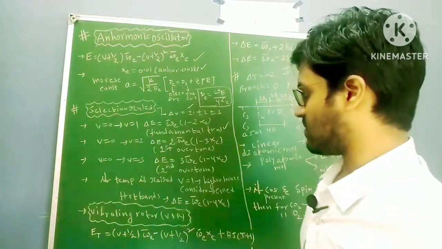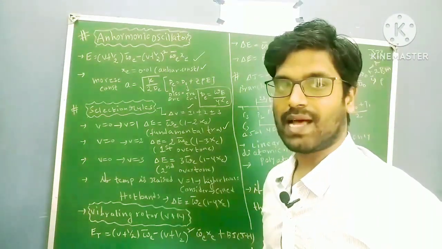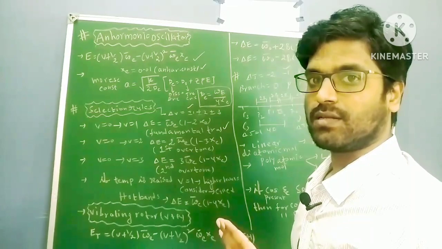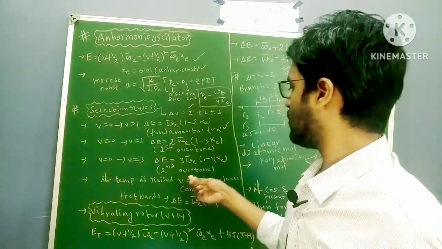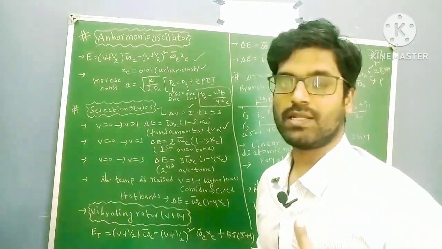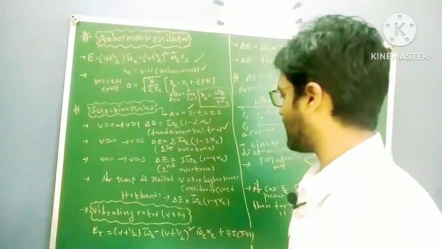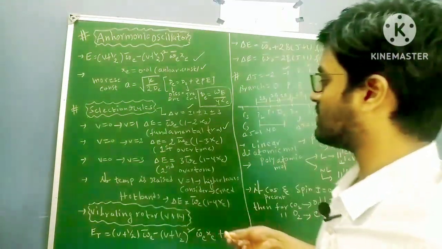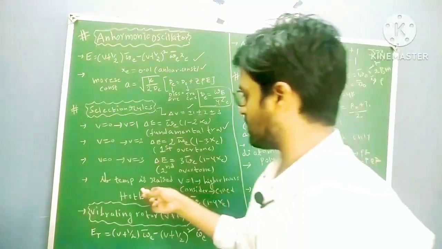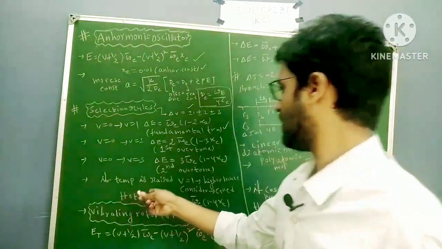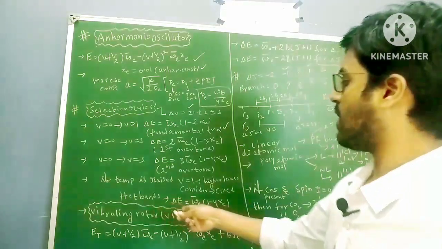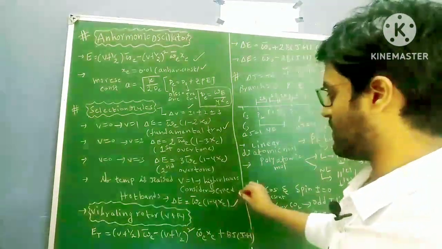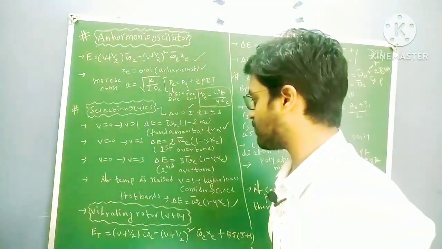If temperature is raised, then what happens? The transition will generally be from V equal to 1 to higher levels. Okay, the transition might be possible from V equal to 1 to higher levels. So those bands will be called hot bands, right? So whenever we have the hot bands, the formula is delta E equal to omega bar E into 1 minus 4xe. Delta E equal to omega bar E into 1 minus 4xe.